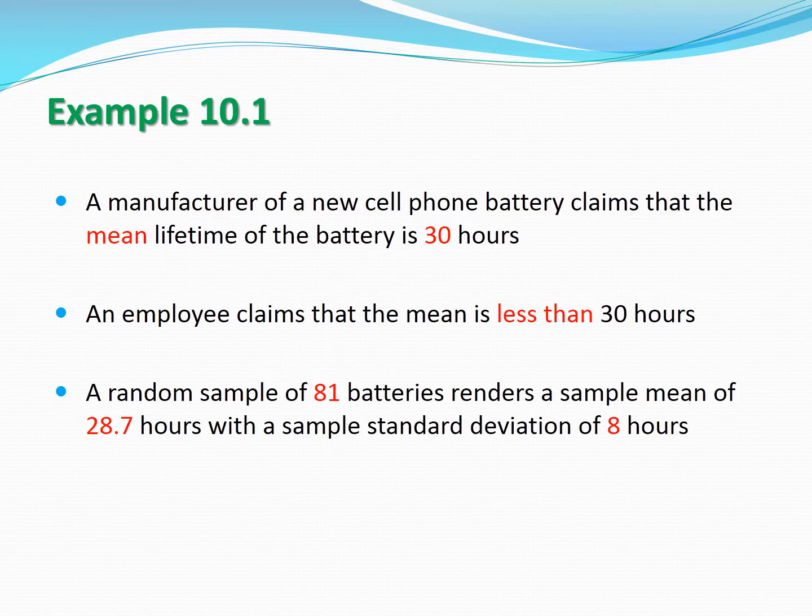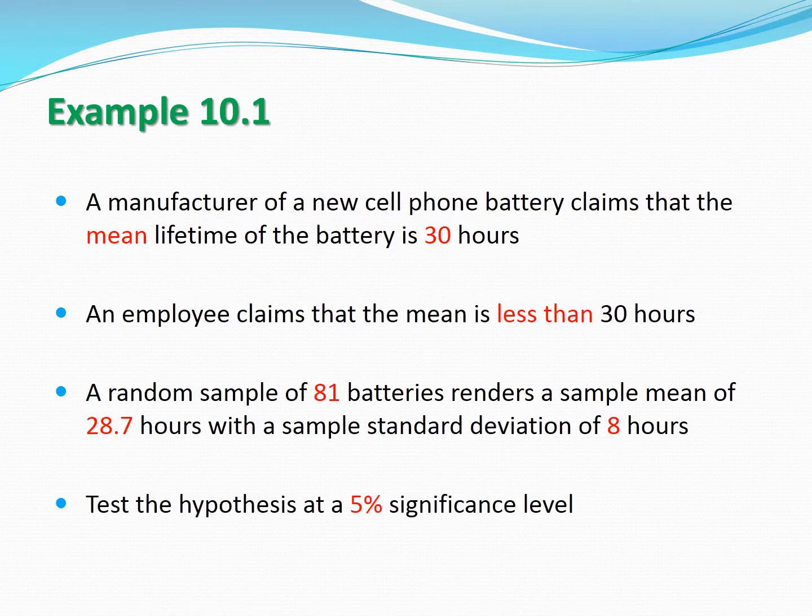And they further tell you that a random sample of 81 batteries, so that's our sample size, renders a sample mean of 28.7 hours. So it refers to the sample mean, so it's my X bar. And the sample standard deviation of 8 hours, so that will be my S. And they ask you to test the hypothesis at a 5% significance level. So alpha will be 0.05.